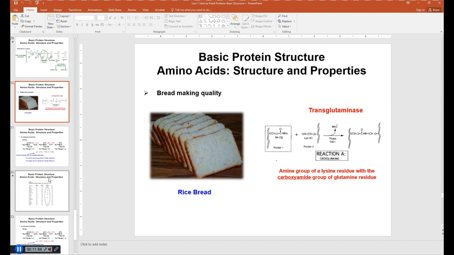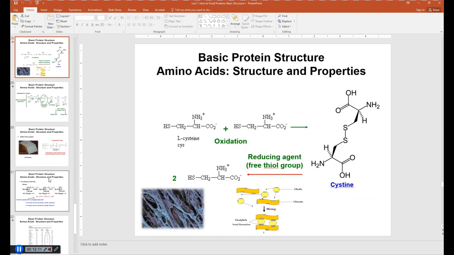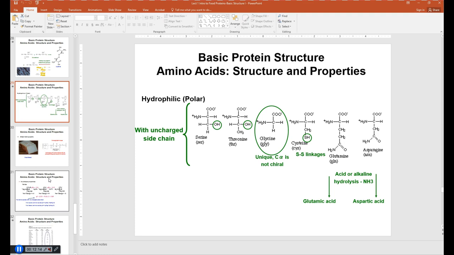So here, the carboxyamide group of glutamine. And what were you asking? Which amino acid? Asparagine. That's a good question. It is the exact same group. I wonder if it's specific to having two methylene groups versus one methylene group in the binding site of the enzyme. Probably could be that reason.